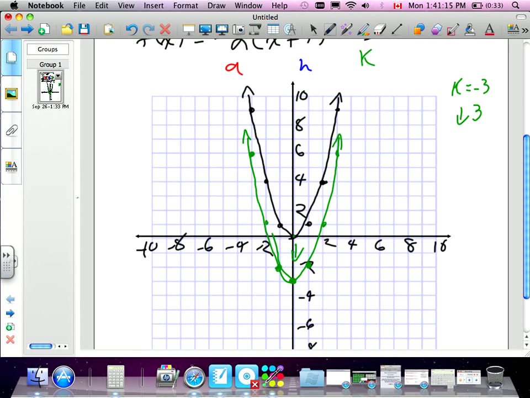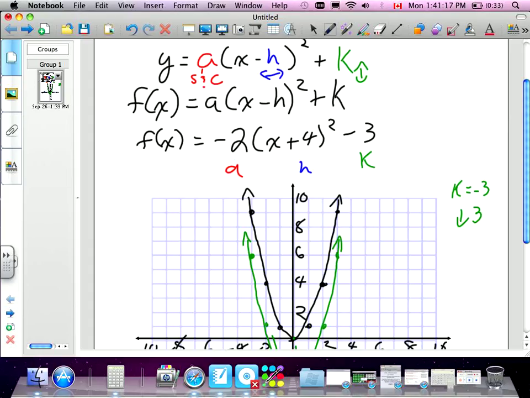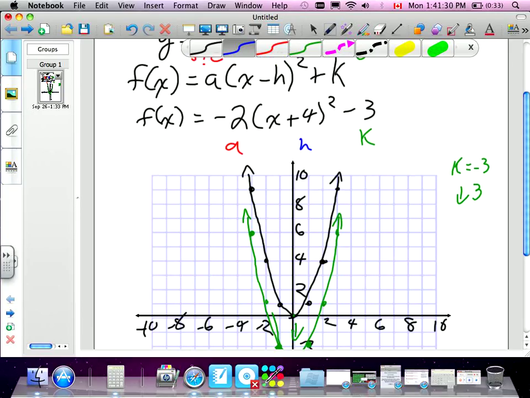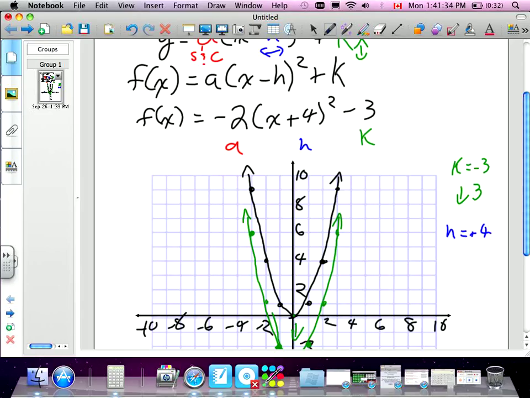Now, because there are 2 other variables, that's not our final. What I'm going to do next is deal with our h. So our h is going to be a movement from our new green one. H is positive 4, so it's counterintuitive. H is positive 4. Which direction do I move? Left. I go in a negative direction. H is the opposite idea of k. So I go in the negative direction 4 units.